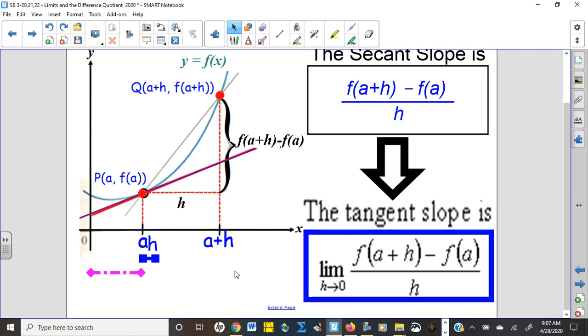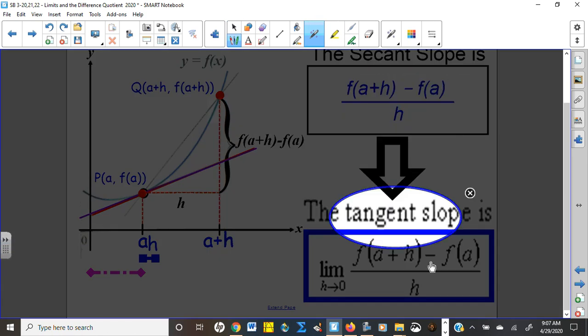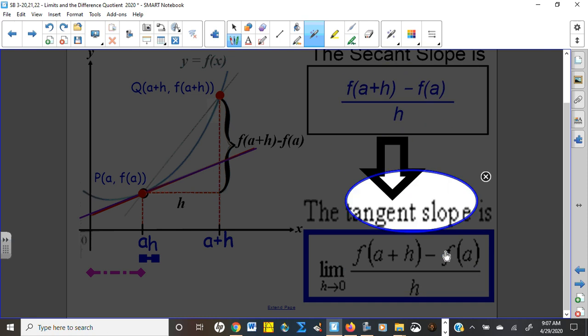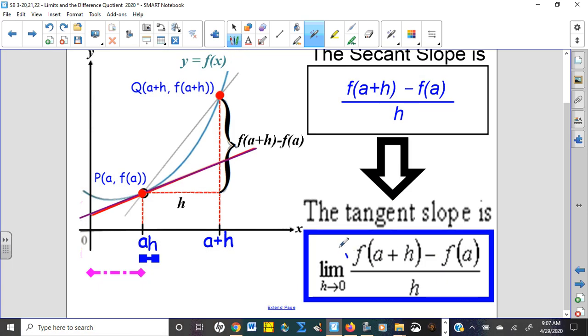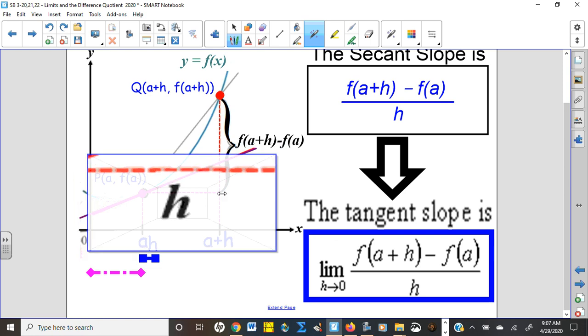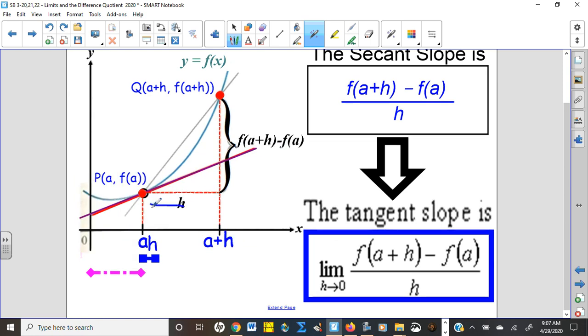We're going to take the limit of those secant slopes. Remember, this is the secant slope right here. That's the secant slope. Look at it. The only difference is that we're not just going to take the secant slope. We're going to take the limit of those secant slopes. It's that h value turns into 0 as it goes back. Because remember, limits don't care what's actually there. Limits only care what they're approaching.